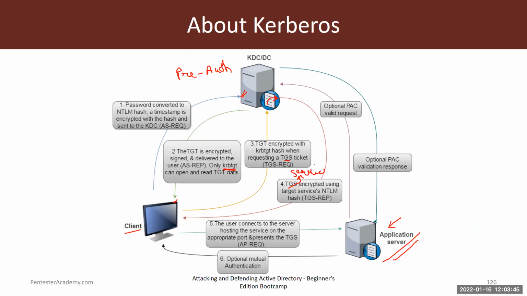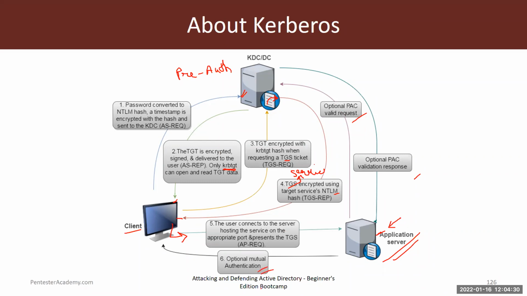The DC responds with the TGS that is encrypted using the secrets or NTLM hash of the target service account. End of step 4. Can the client decrypt the TGS? It cannot. So it presents the TGS to the target service. Can the target service decrypt the TGS? Yes, it can, because it is encrypted using its NTLM hash. So the service decrypts the TGS, and it is the service that decides on the privileges of the user on itself. The DC has no role in authorization unless the optional PAC validation is turned on.